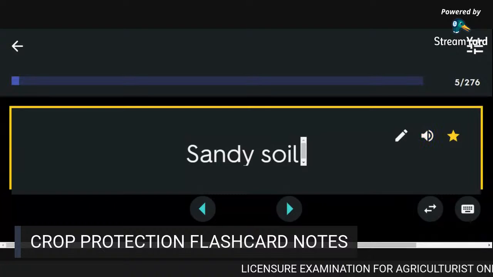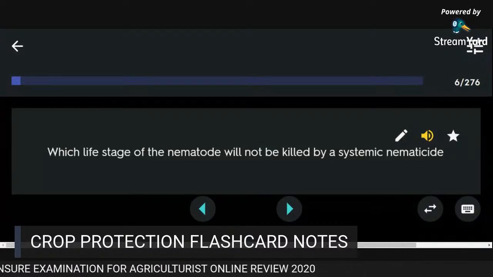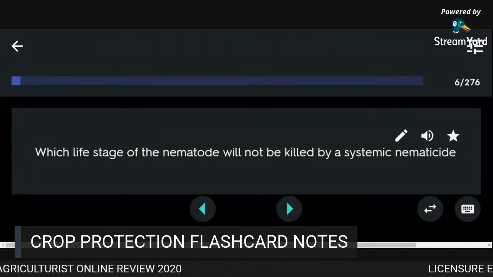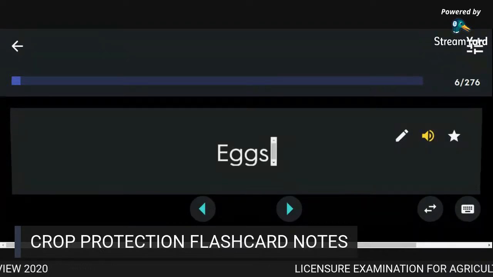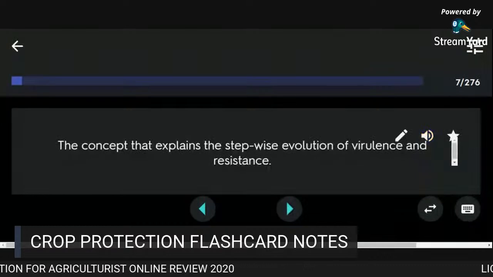The soil texture plant parasitic nematodes prefer: sandy soil. Which life stage of the nematode will not be killed by a systemic nematicide? Eggs. The concept that explains the stepwise evolution of virulence and resistance: gene for gene concept.